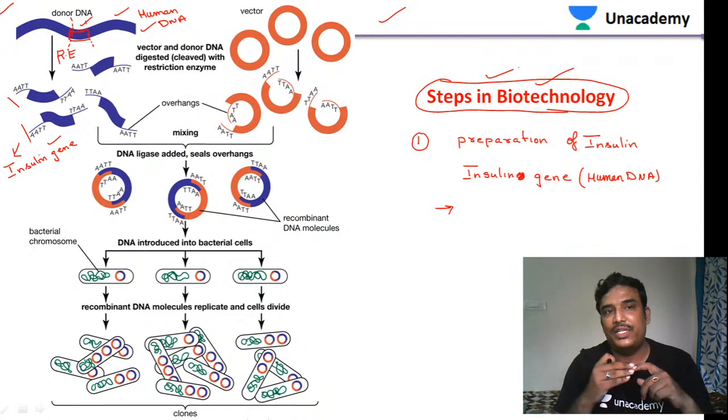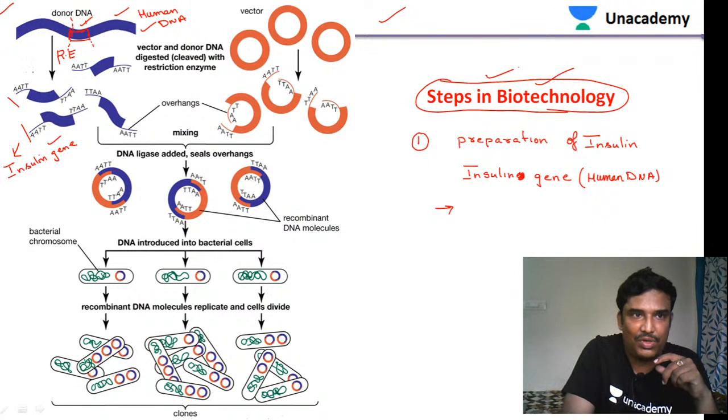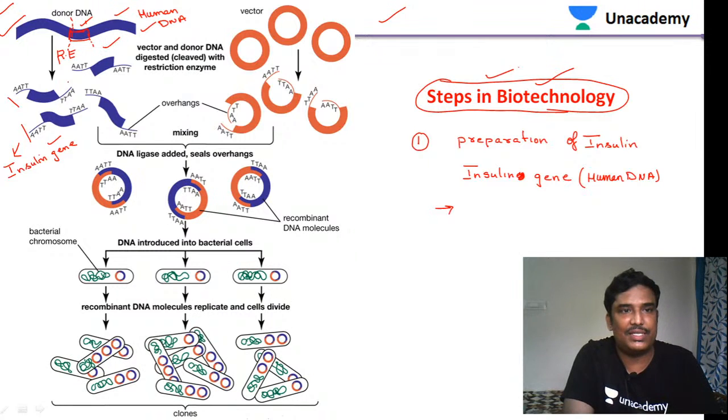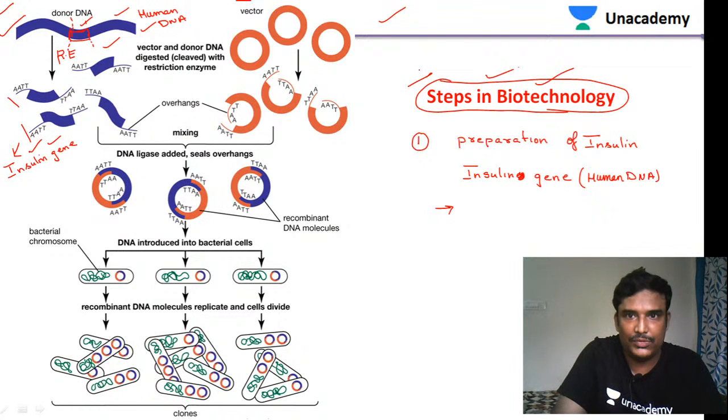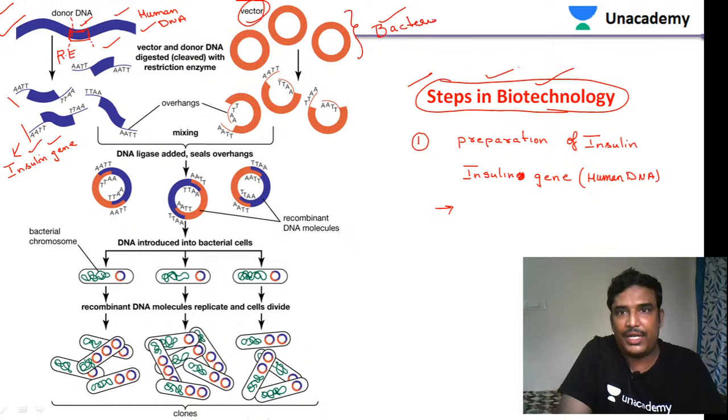How to separate the insulin gene? We have to use restriction enzymes. Now this is our human DNA and we are adding restriction enzymes. When you add restriction enzymes, our insulin gene is separated. Now that insulin gene is attached to a vector. You can see here, this is the vector. Generally the vector used is nothing but a bacterial plasmid. So a bacterial plasmid is used as a vector.